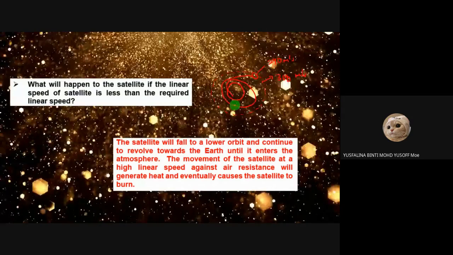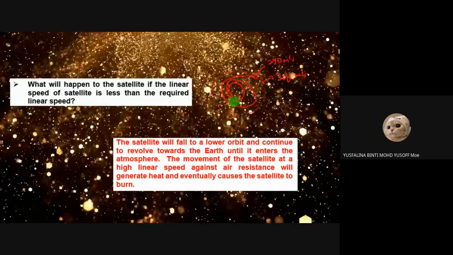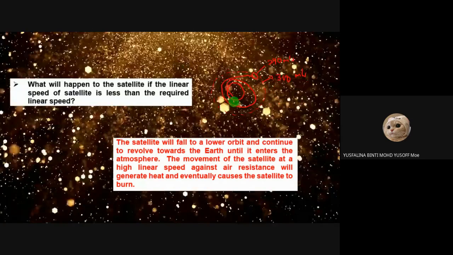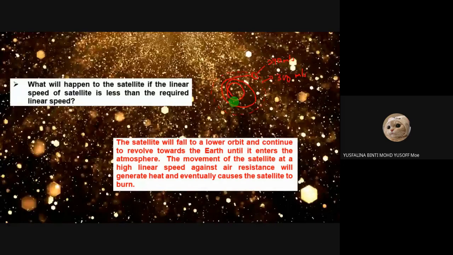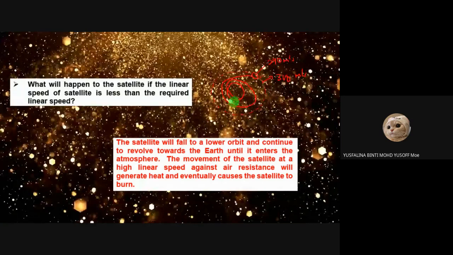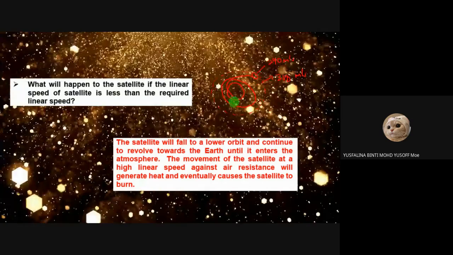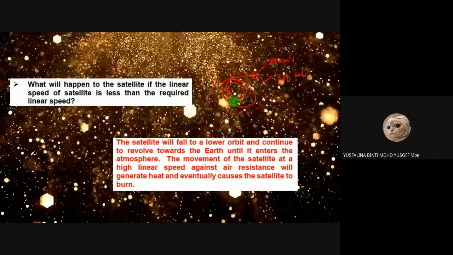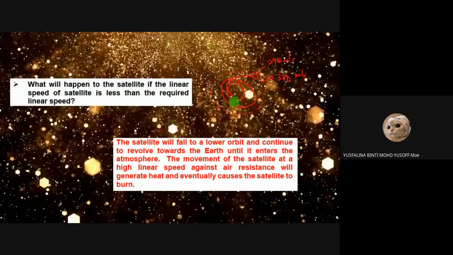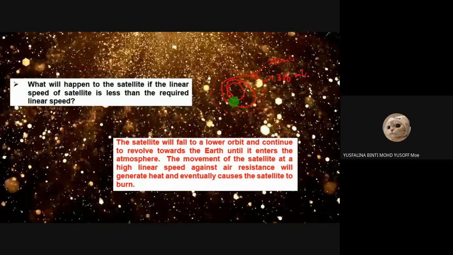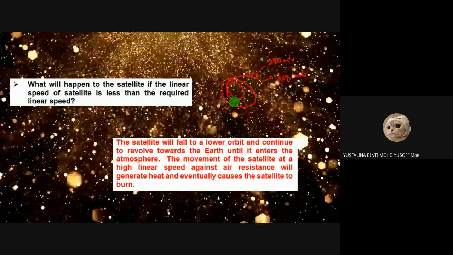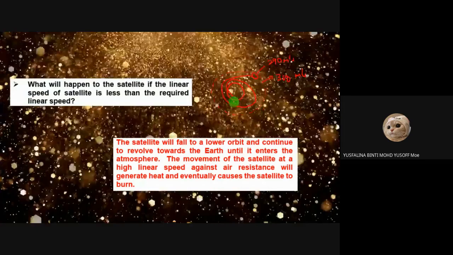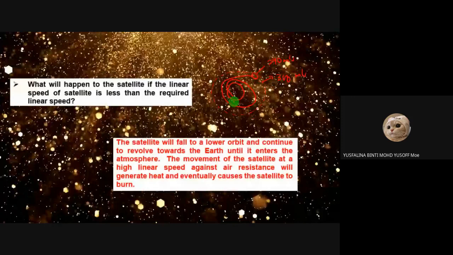So when you enter the atmosphere, you know that in the atmosphere there are air molecules. So the resistant force will be produced. This resistance will produce heat. So that's why when any rocket or any satellite falls back to the Earth, it will be burned. Okay, because of the air resistance. Air resistance produces heat, so this heat will burn the satellite.